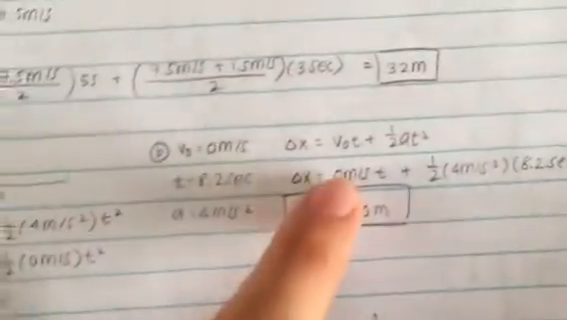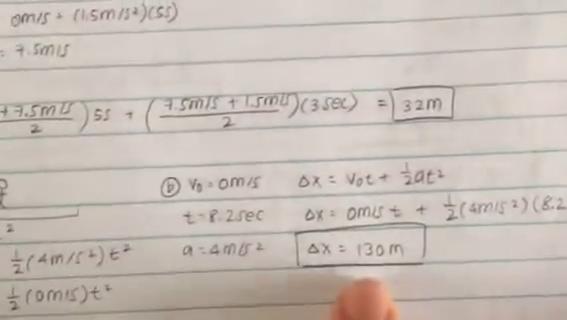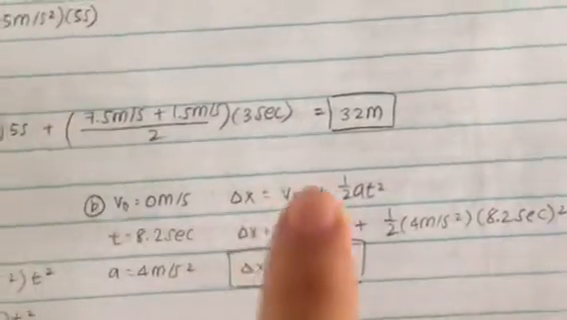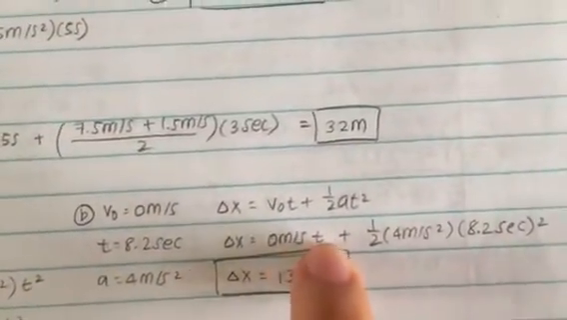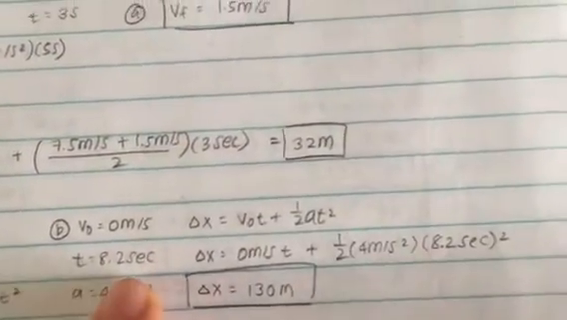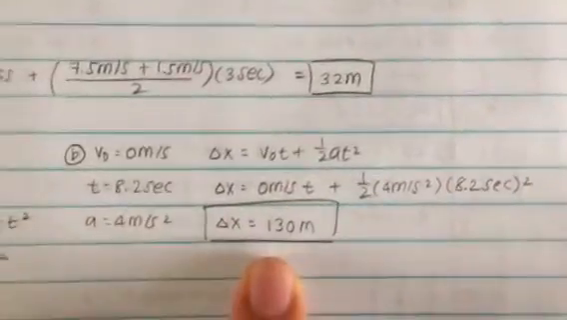So you would use this kinematic equation, delta x equals initial velocity times time plus 1/2 acceleration times time squared. So then initial velocity is 0 times time plus 1/2, plug in acceleration, plug in time, and when you solve, you get delta x equals 130 meters. That's it.